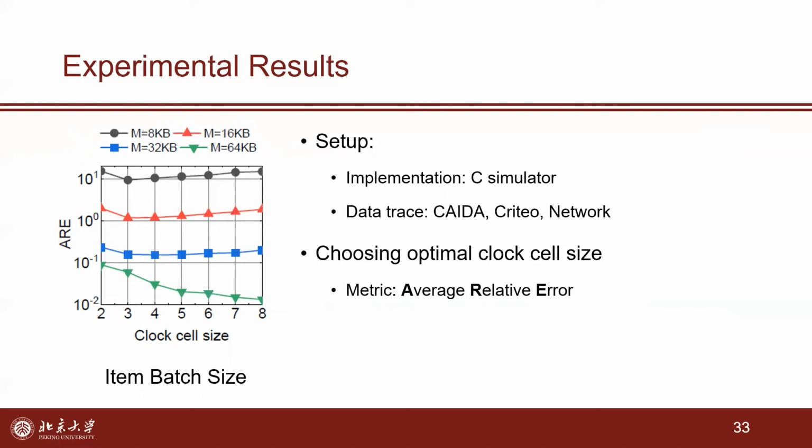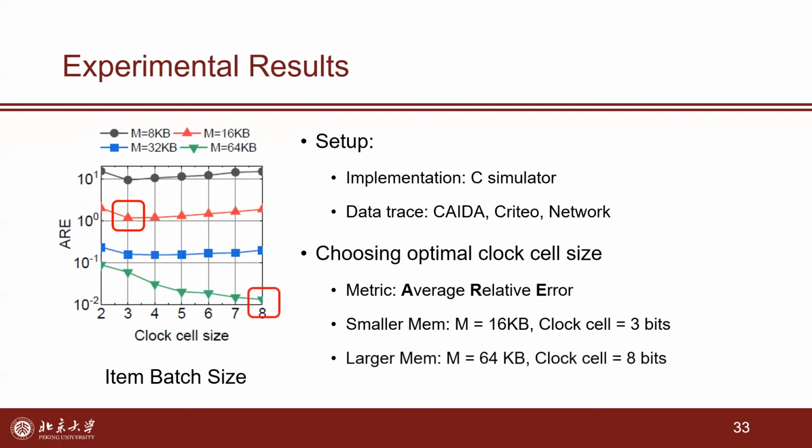The first experiment is on the topic of choosing the optimal clock cell size. The task is to conduct item batch size measurement. The metric is average relative error, which means the average relative error in measuring the size of each item batch. When we are using a smaller memory, say 16 kilobytes, we show from the graph that the point reaching the lowest ARE is 3 bits. And if the memory is enlarged to 64 kilobytes, the optimal clock cell size is 8 bits.